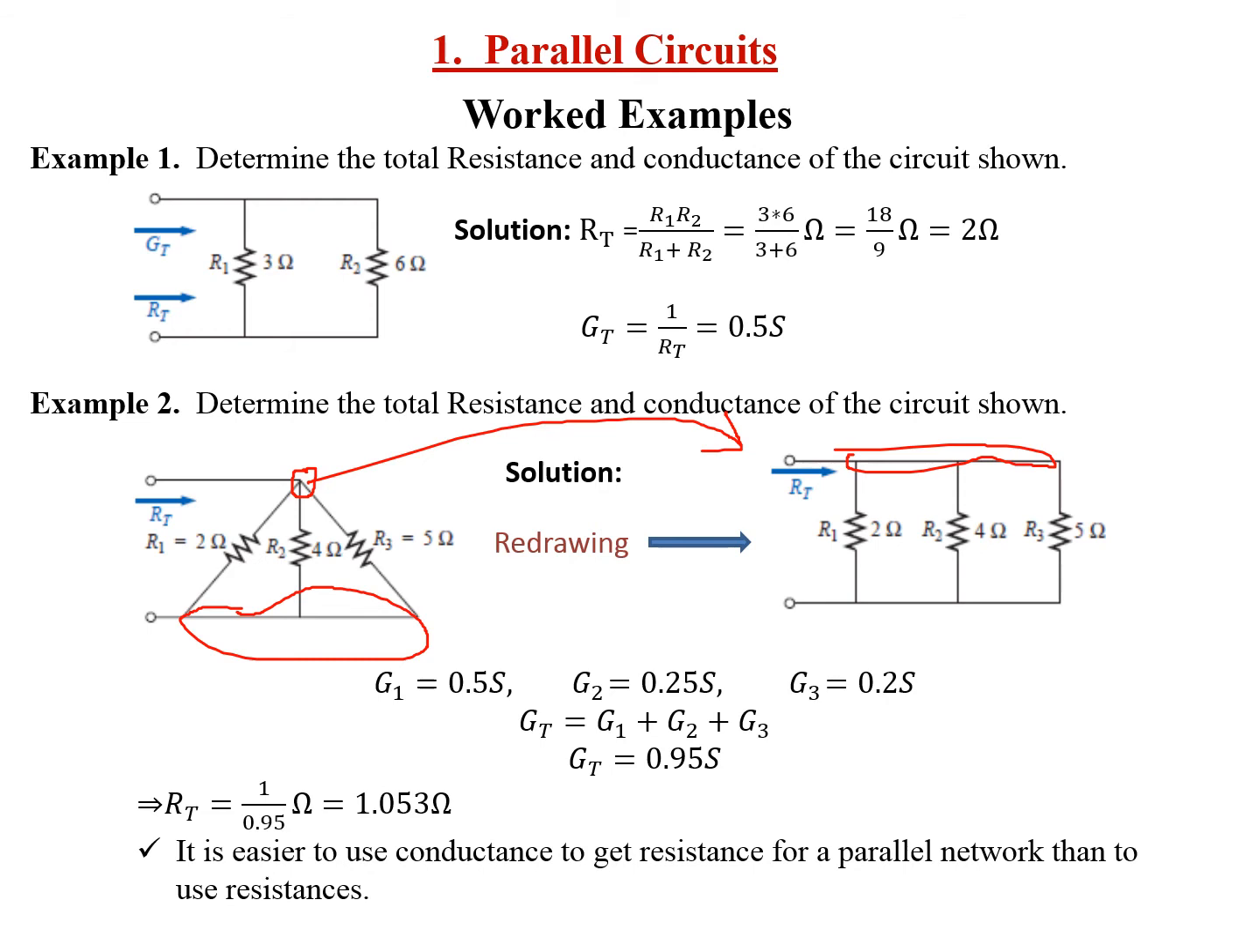Then for the resistance, you just take the inverse of the conductance, and you get 1.053 ohms as your solution. So it is easier to use conductance to get resistance for a parallel network than to use resistances. You can convert all the resistances to conductances, then just add them up. There are some numbers which will give you recurring figures, but normally for the easy ones, you can use that.